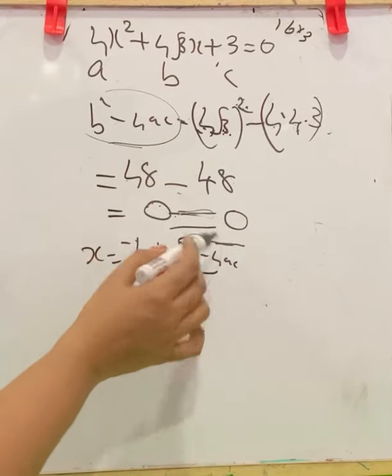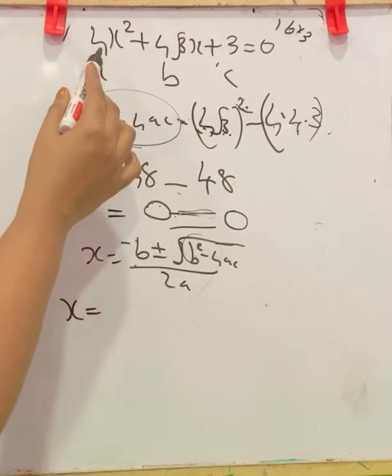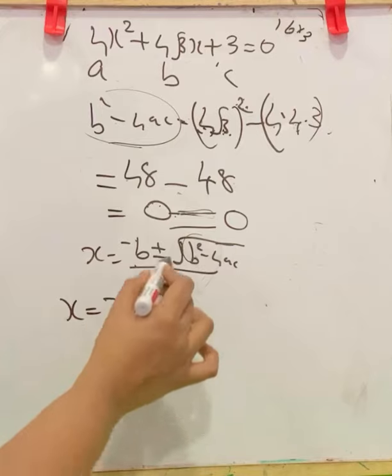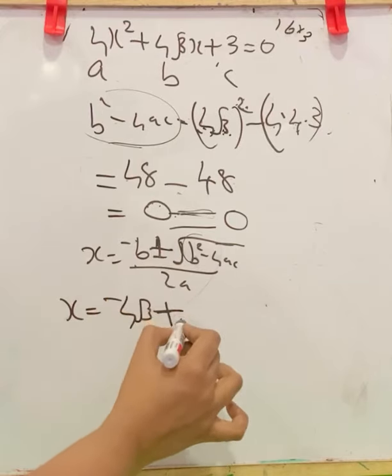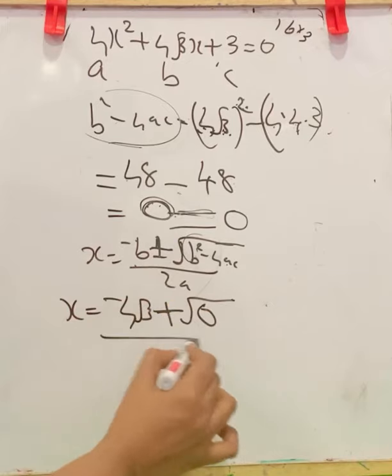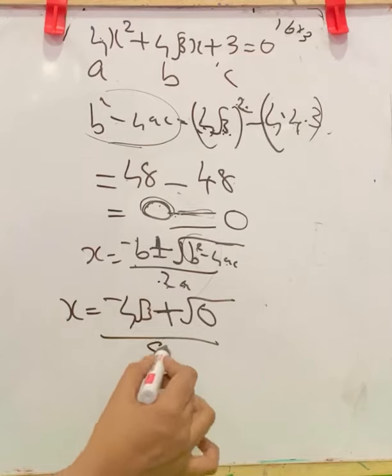So substituting the values for a, b and c, we can write x is equal to minus b. Minus b means minus 4 root 3 plus. First we will take the plus case. Plus root of b square minus 4ac, you got 0. 0 by 2 into a. Here a is 4. 2 into 4 is 8.